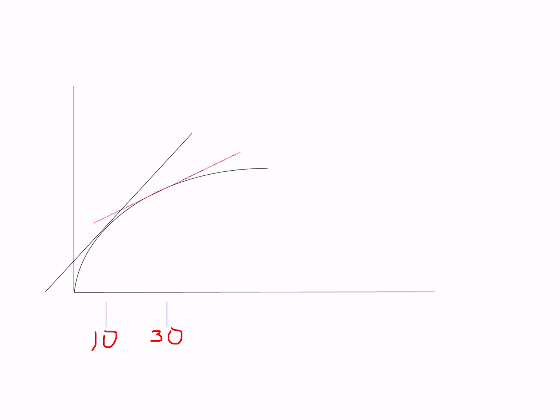How is the gradient of the first tangent different to the second? At 10 seconds, the gradient is greater. What does that say about the reaction, the rate of the reaction? It's faster. At 30 seconds, the gradient is smaller and the reaction is slower. You'll do more about tangents later. Hopefully you've understood what I've said there.